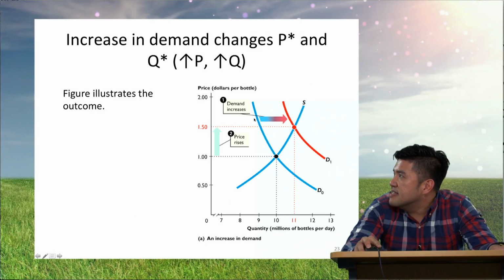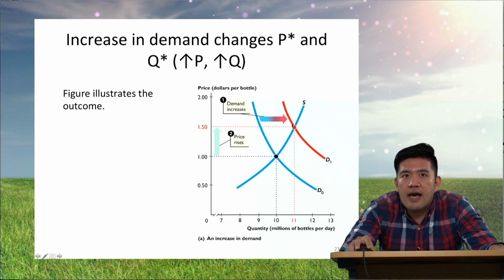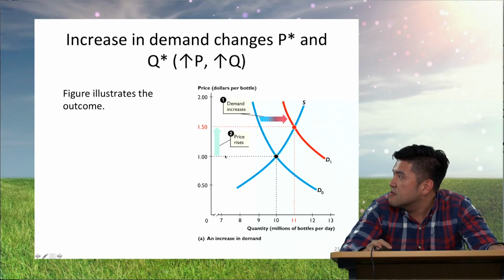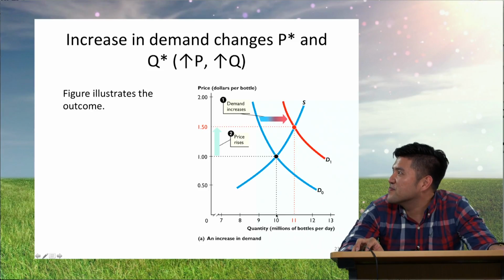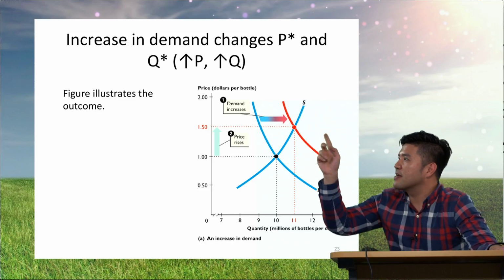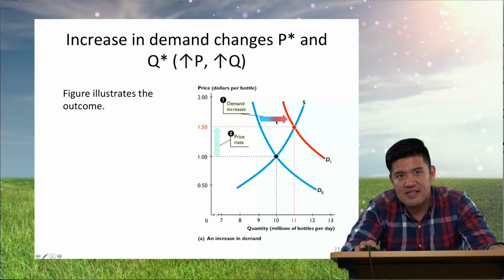First, we are starting at D0, okay, the intersection will be at a price of 1 and the quantity traded in the market is at 10, right? So what is happening here, guys? The demand curve has shifted to the right. Increase in demand. The demand curve is shifting to the right.